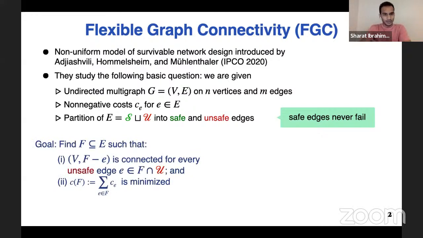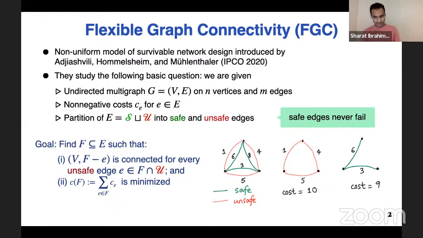The goal in FGC is to find a minimum cost edge set F such that the subgraph (V, F) remains connected no matter which unsafe edge fails. That is, we want to protect ourselves against failure of any one unsafe edge. It's a robustness problem.